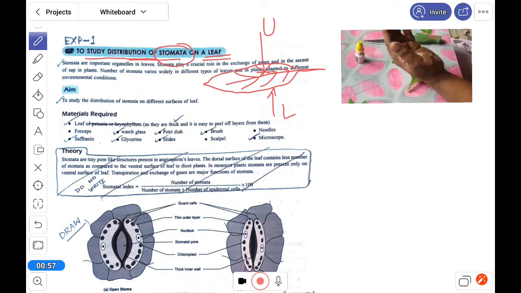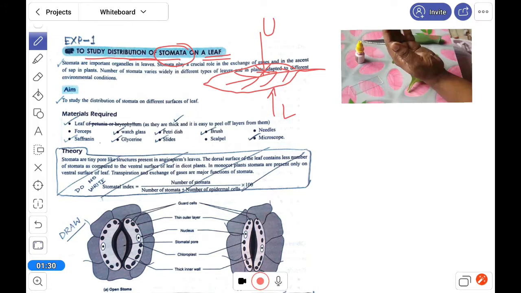But we know that on the lower surface, especially in the dicot leaf, the stomata are much more than on the upper surface, because the upper surface is blocked with palisade parenchyma, so there is less space for the stomata to open. In case of a monocot leaf, the stomatal distribution on the upper and lower surfaces is almost equal. All these things you will be able to understand when you do it.